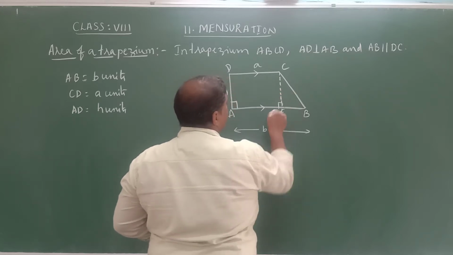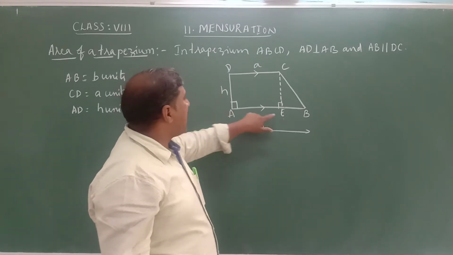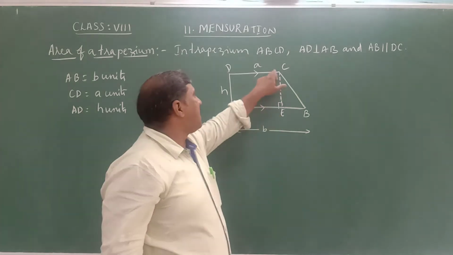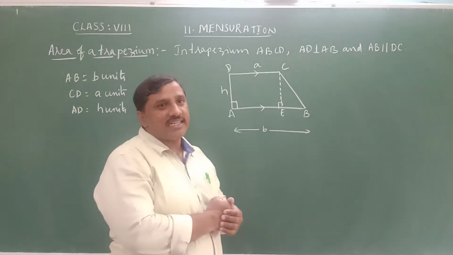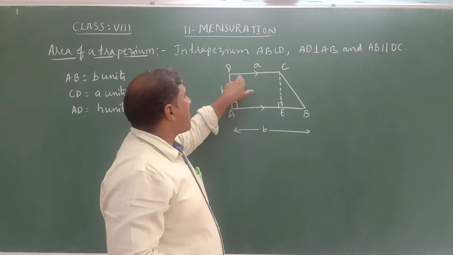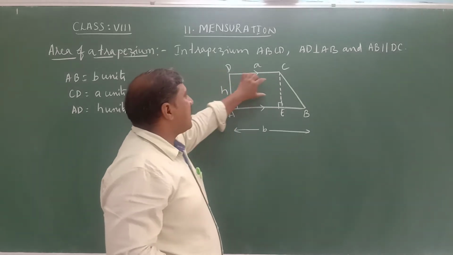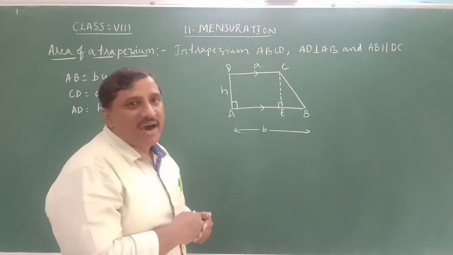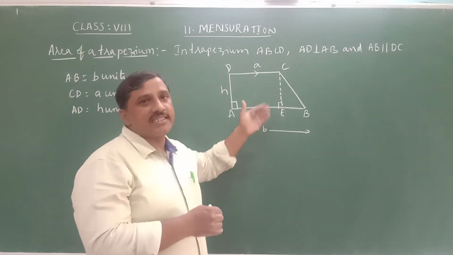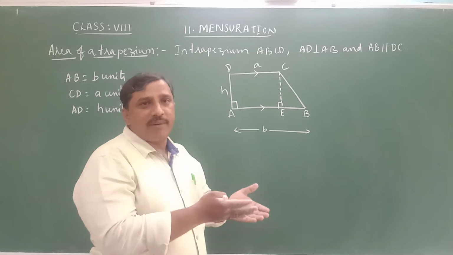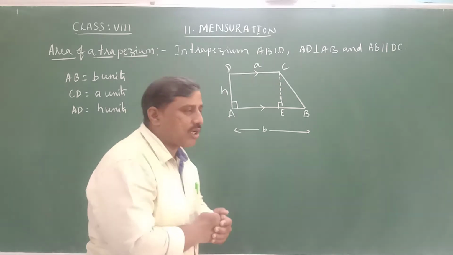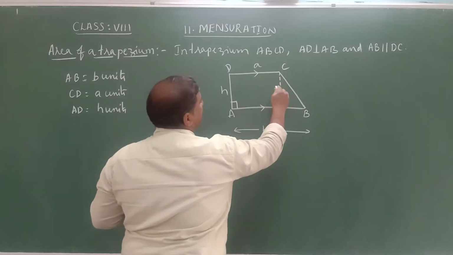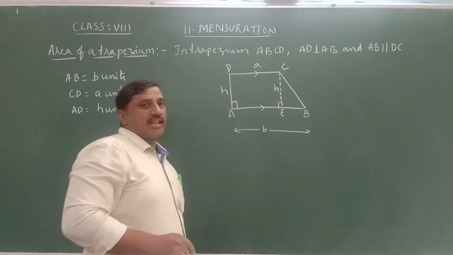Now this is perpendicular. Can we say that AECD is a rectangle or not? It is a rectangle. Why? Because AE is parallel to CD, and AD and CE are both perpendicular to the same line. Therefore these two will also be parallel to each other. That is, it is a parallelogram, and a rectangle is also a parallelogram. Now CE is equal to the same distance AD, as opposite sides are equal.